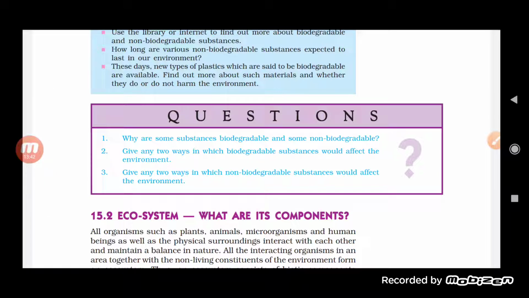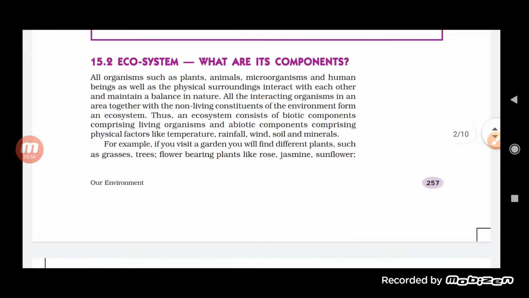So, non-biodegradable cannot be degraded, so it is having a harmful effect, while the biodegradable is not harmful for the environment. Now, let us move on and see the next topic, and that is ecosystem. Eco means what? The term eco means environment. So this is the environment system, you can say. Another term that came is ecology. What is ecology? This is that part of science in which we discuss the environment as well as the different components which are associated with the environment.